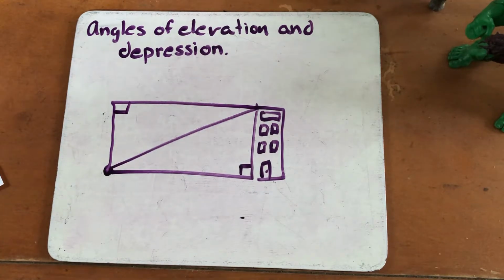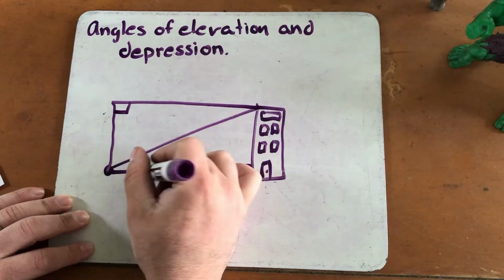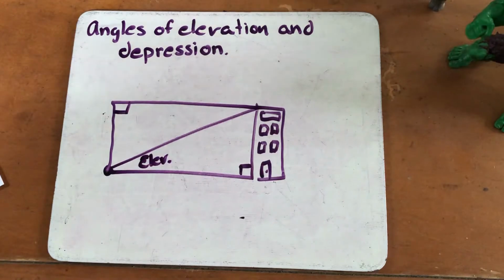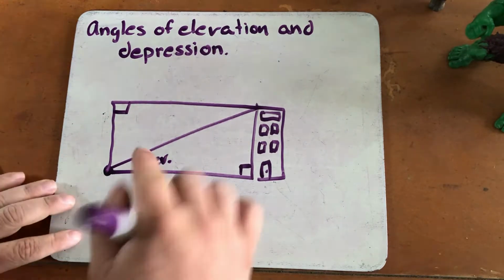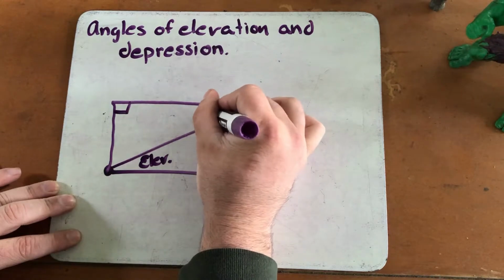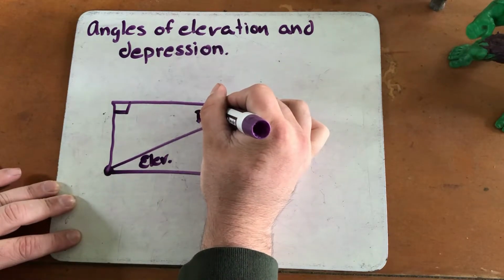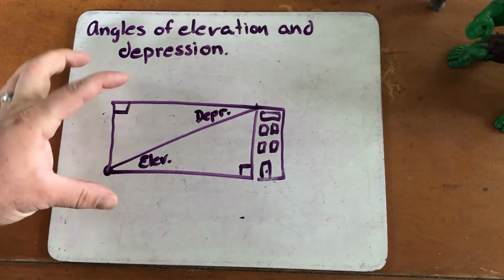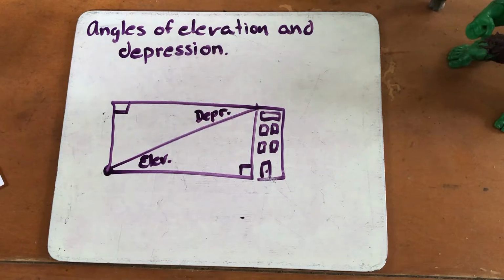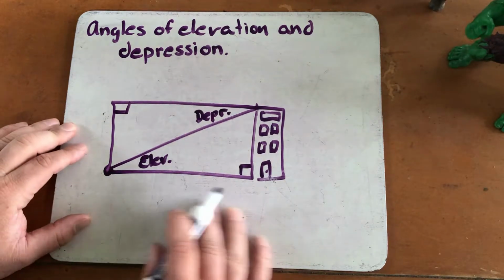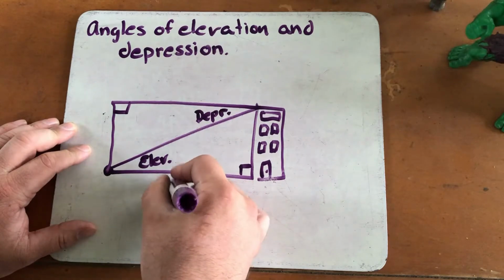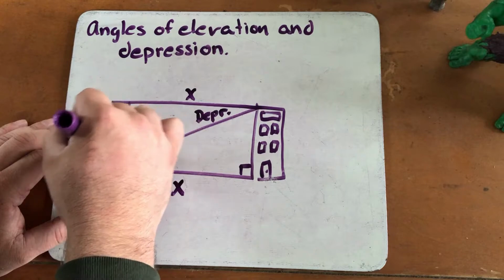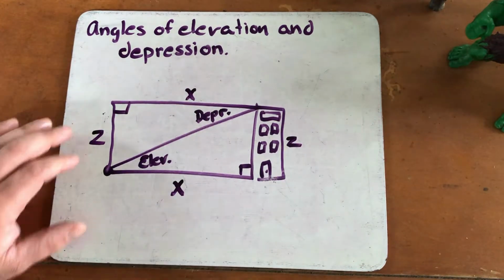They're identical. Now, the angle of elevation is from the ground to the top of the building. The angle of depression is from the top of the building down. These two angles, when I look at it this way, are going to be the same measurement. The way that I think about it is that if this is x, then this is x. And if this is some measurement z, then this is also some measurement z.